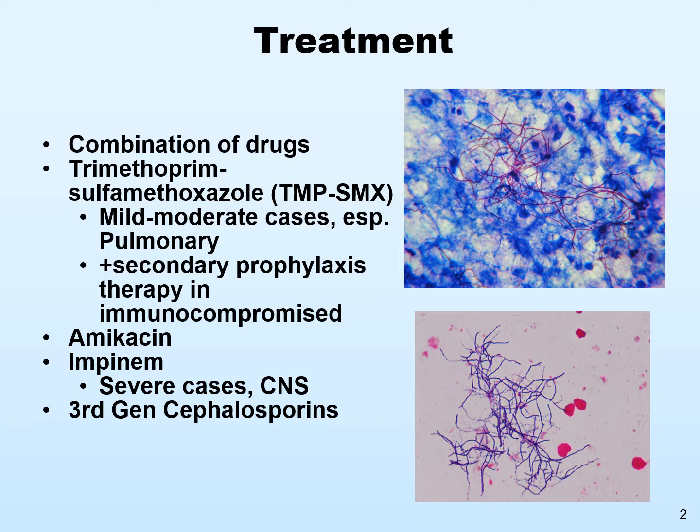Other drugs that are used include amikacin and imipenem. This is usually indicated in severe cases. Usually imipenem is combined with TMP-SMX if there is any CNS involvement. Another drug that has been shown to work are the third-generation cephalosporins, such as those that were prescribed to the patient in our case.